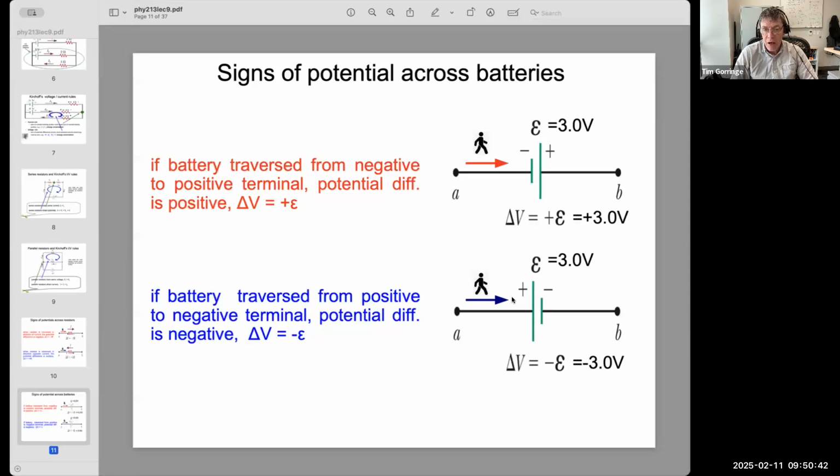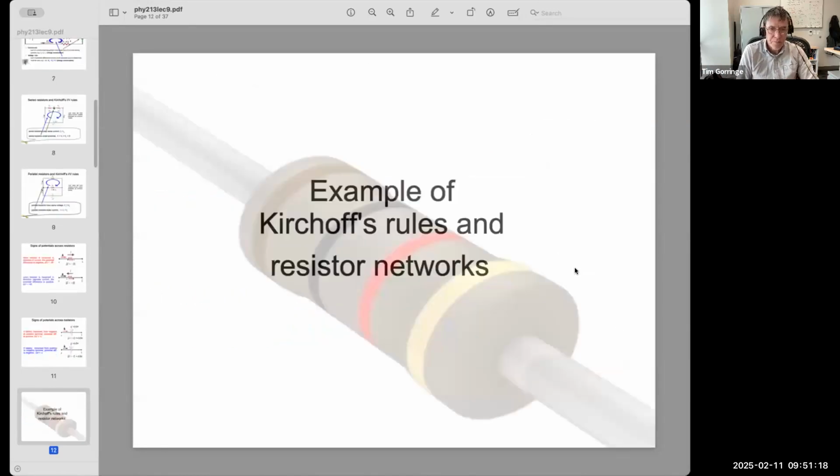In the lower case, I'm walking towards the right, but I'm walking from the positive terminal of the battery to the negative terminal. So I'm walking down a bunch of steps inside the battery, or rolling down a hill in the battery. I've gone from a more positive to a more negative potential. That's a decrease in potential of an amount equal to the EMF supplied by the battery. So that's the other case of signs. Basically, if you walk from the negative to the positive terminal, that's an increasing potential. If you walk from the positive terminal to the negative terminal, that's a decreasing potential.